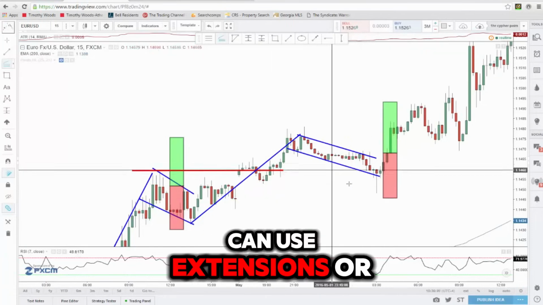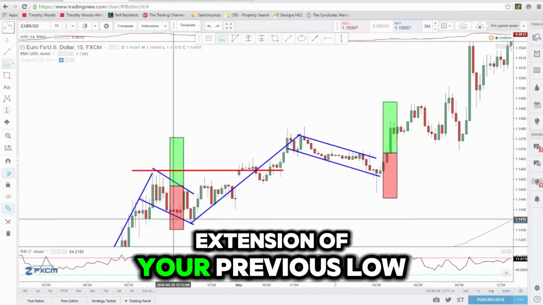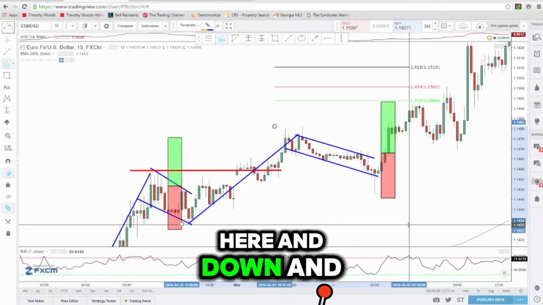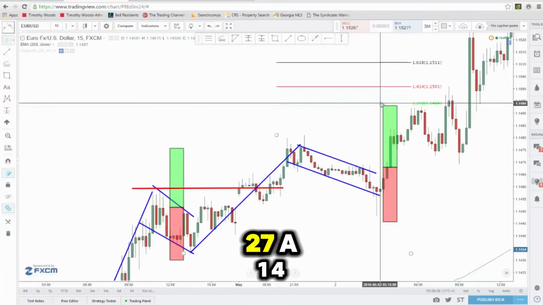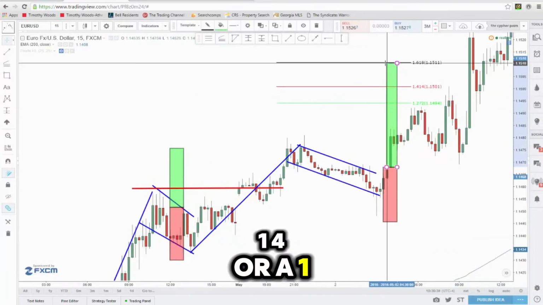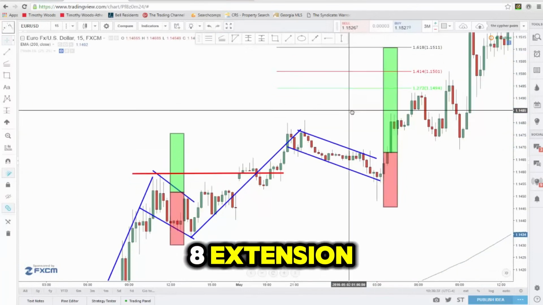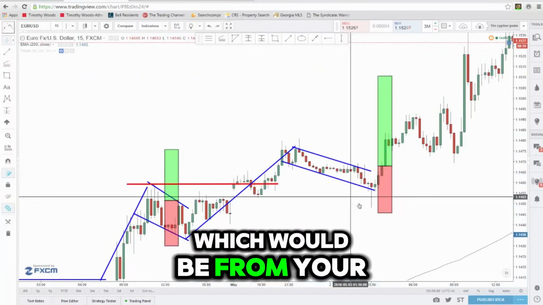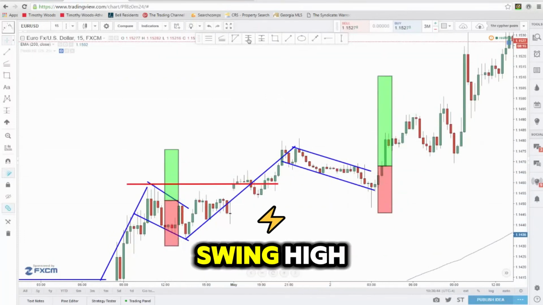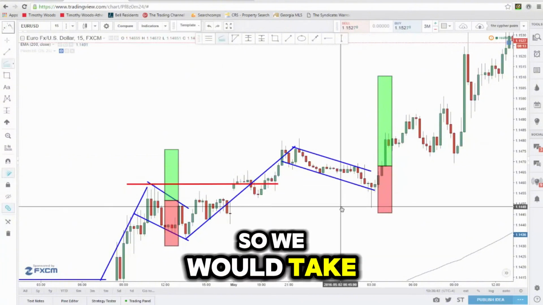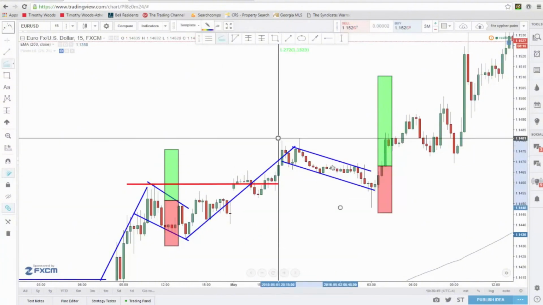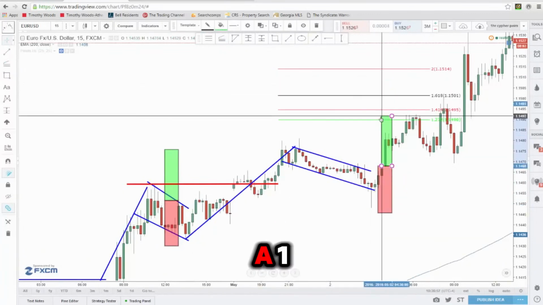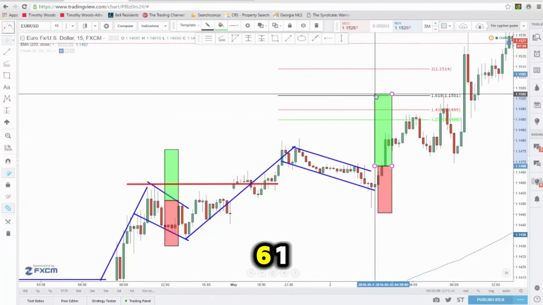You can use extensions or inversions. You can use an extension of your previous low to high here and down, and take your targets at a 127, a 1414, or a 1618 extension. And you can also do what is called an inversion, which would be from your swing low back to your previous swing high. So we would take from swing low up to swing high, back down, and as you can see, you could also then put your targets at a 127, 1414, or a 1618.